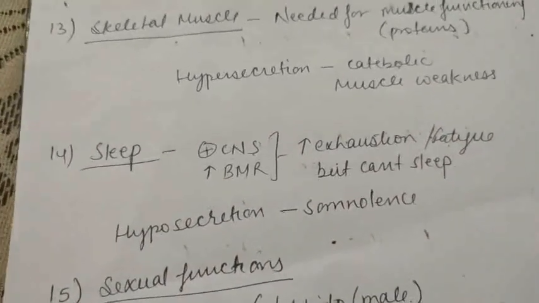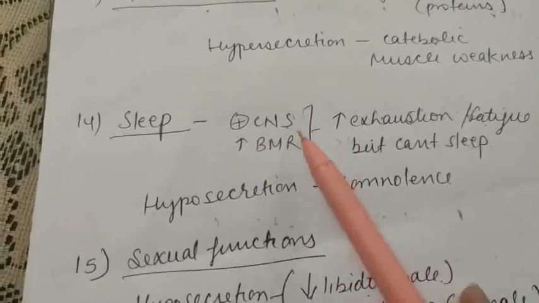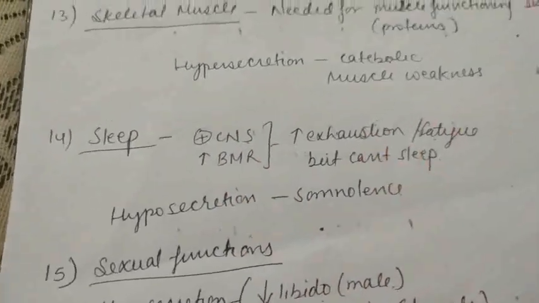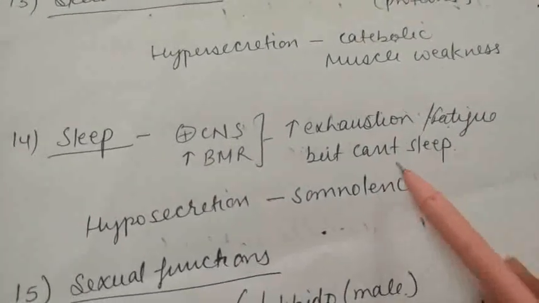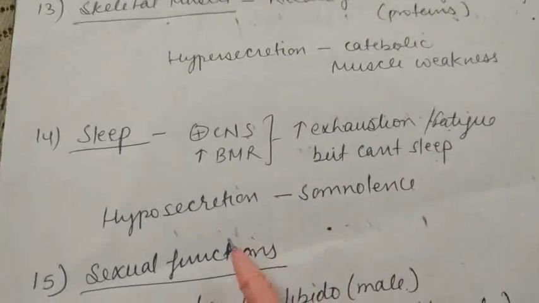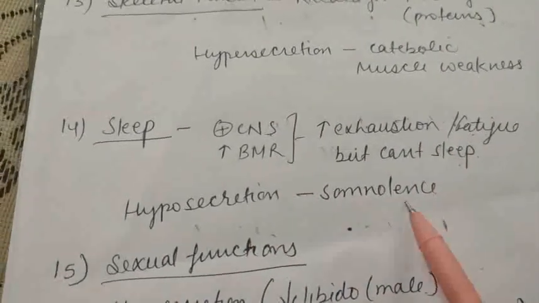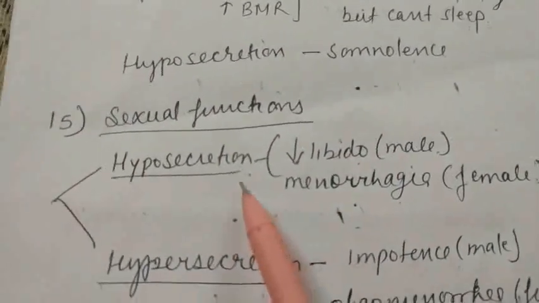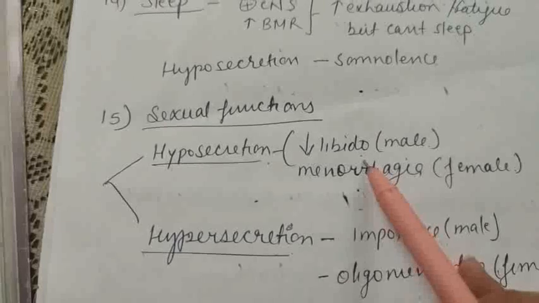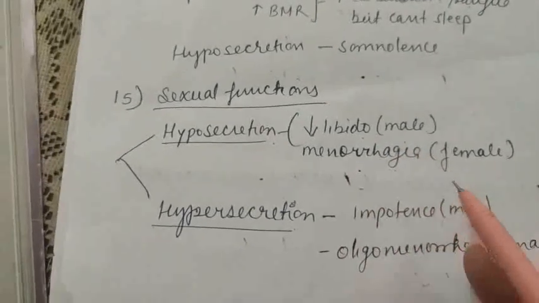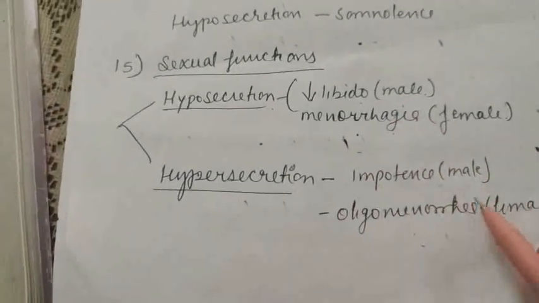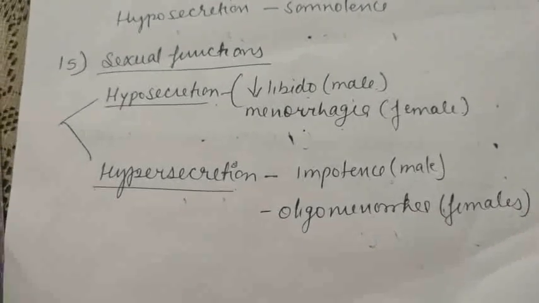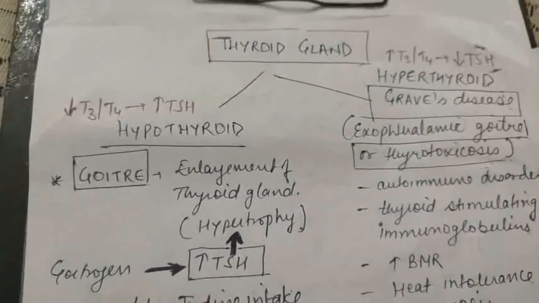In sleep, when there is overstimulation of CNS and increase in BMR, that can actually prevent sleep. We can't sleep because of that, and hyposecretion can lead to somnolence as well. For sexual function, hyposecretion can cause decreased libido in males and menorrhagia in females, and hypersecretion leads to impotence in males and oligomenorrhea in females.